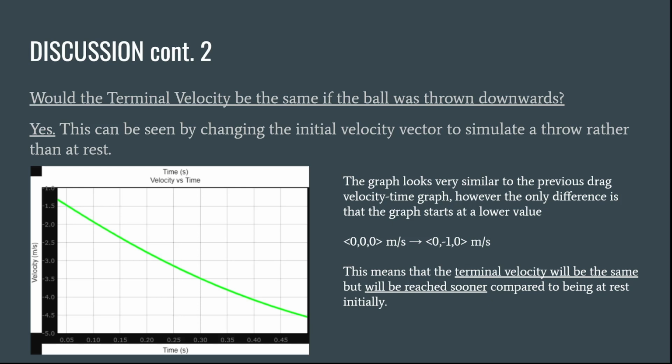with the only change being where the graph starts at t equals 0. Not only that, but the graph reaches an asymptote at the same velocity as the previous model. We can therefore conclude that the terminal velocity will be the same regardless of the initial condition, but will only reach terminal velocity sooner if it was thrown downwards.